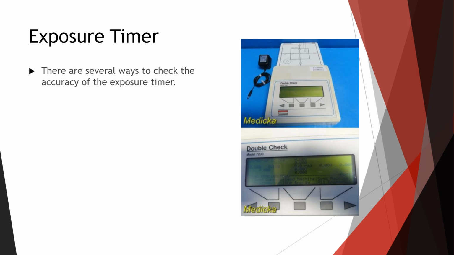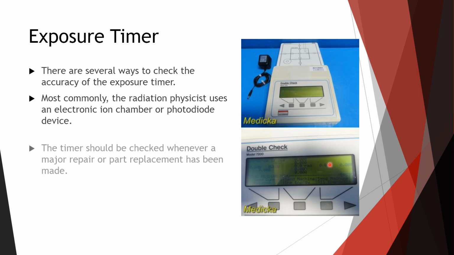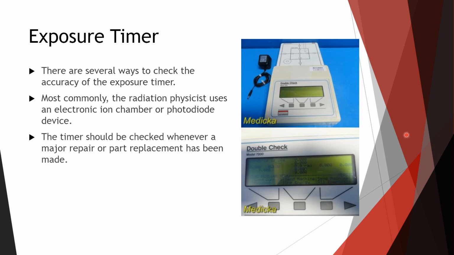There are several ways to check the accuracy of the exposure timer. Most commonly, the radiation physicist uses an electronic ion chamber or photodiode device, which can be seen on the right. So this is the ion chamber right here that would be exposed, and then the readout panel. The timer should be checked whenever a major repair or part replacement has been made. The acceptability is plus or minus 5%.